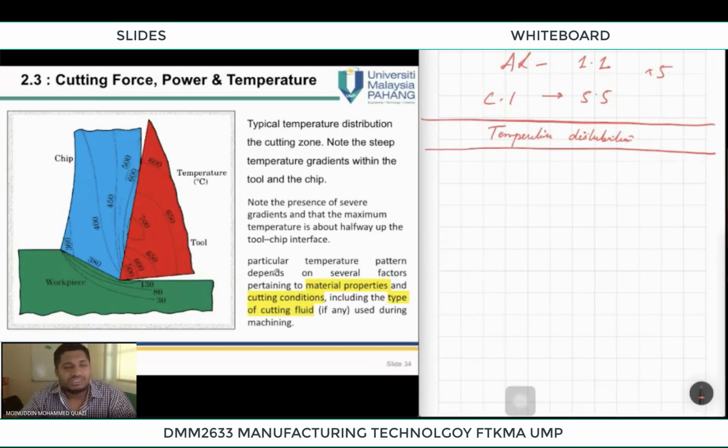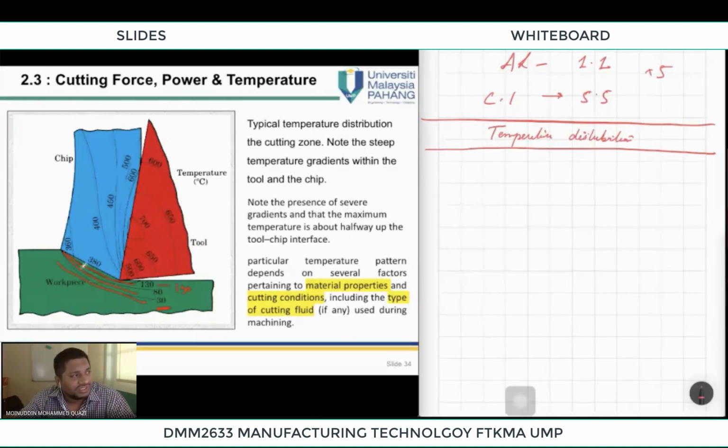So here you can see in the figure that a chip is produced. This is the workpiece. It is very cool. These are the temperature gradients, okay? The workpiece is at 30 degrees centigrade, normal temperature. But near the surface, the workpiece maximum temperature is 130. Okay, still can touch maybe, for some amount of time.